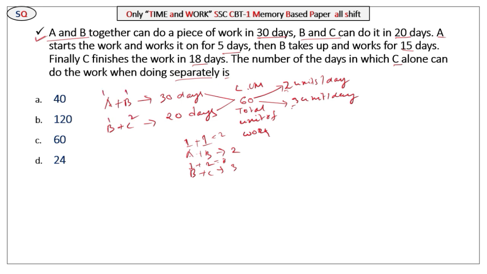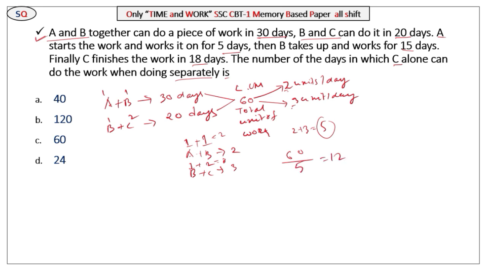Now we have to add 3 and 2. 2 plus 3, how much? 2 plus 3 equals 5. Now with 5, we have to divide the total units of work by 5, which gives us 12.